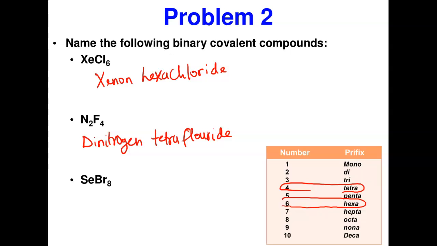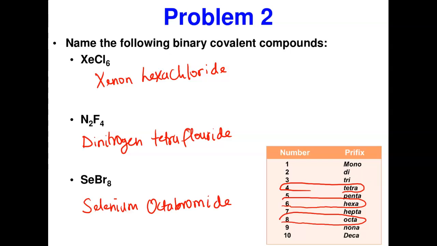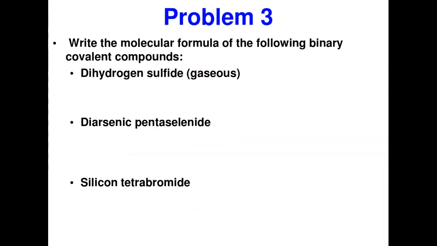Again, we go to the next one, selenium. This is selenium. Selenium has only 1 here, so no need to put mono. We're going to just say selenium. How many do we have here? 8 atoms of bromine, and 8 means what? Octa. So it's going to be octa. How many bromine atoms? It's going to be as bromide. So it's going to be octabromide. That is the name of this compound.